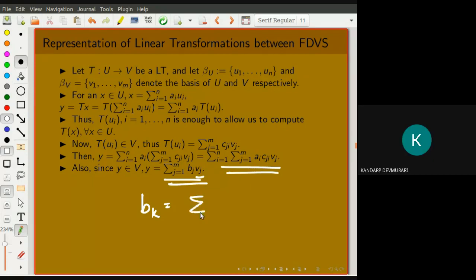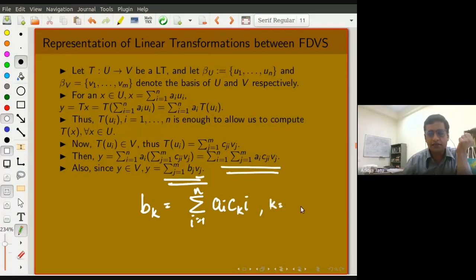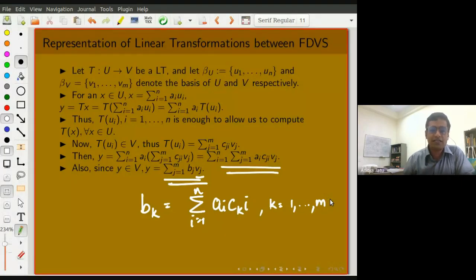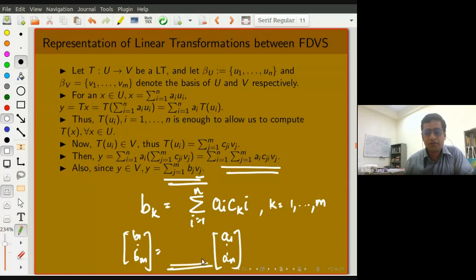Summation I equal to 1 to n AI CKI. And this is true for each and every K, right? So K can go from 1 to N. Not N. How many B's are there? M. Right? And this, if I write it as a vector, right? A's remain the same. What would be over here?